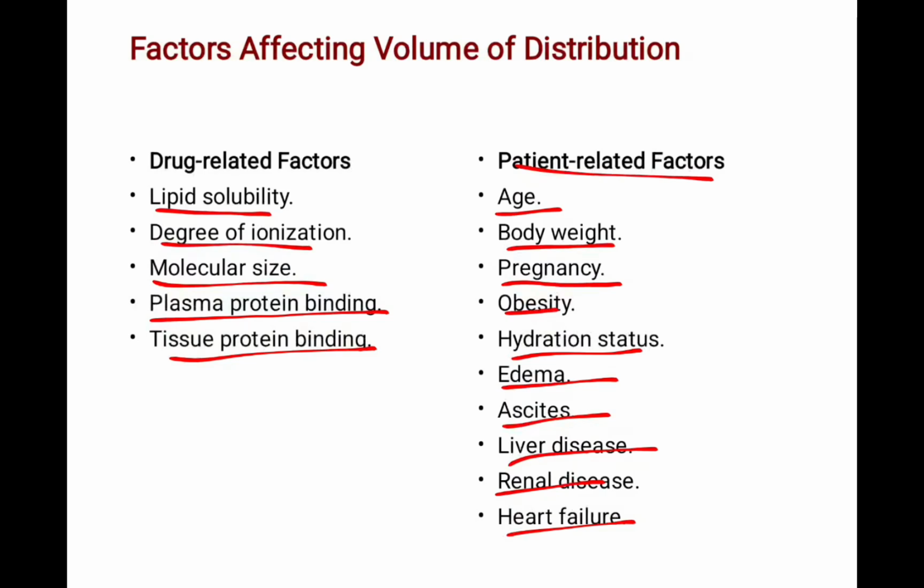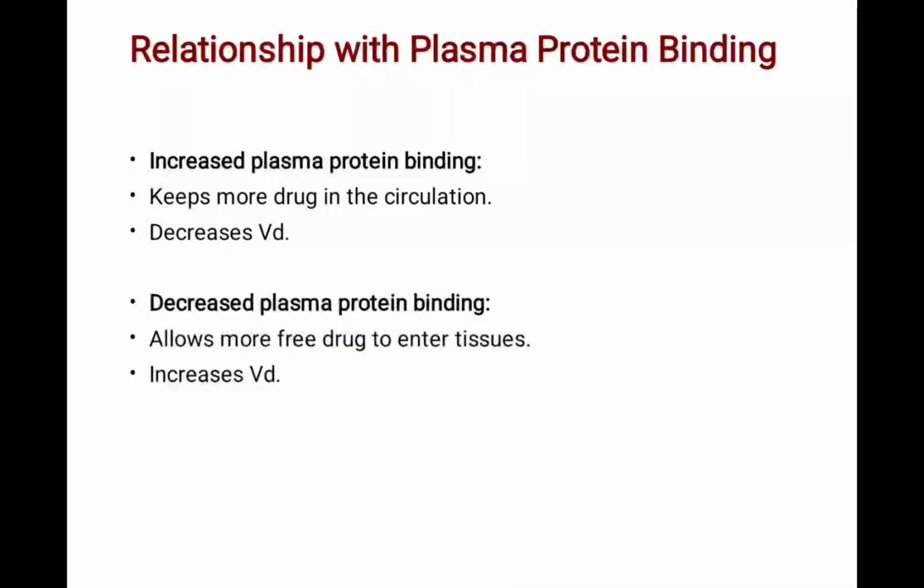Therefore, there's increased volume of distribution in liver disease, also in renal disease as well as in heart failure. So what is the relationship with plasma protein binding? The relationship between volume of distribution and plasma protein binding.